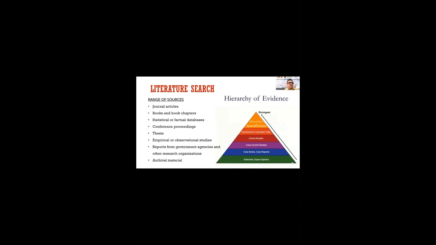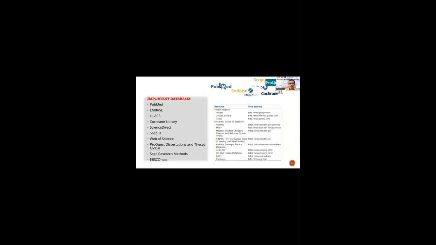So there are a range of resources. We might have journal articles, we might have books and book chapters, statistical or factual databases, conference proceedings, theses done earlier, empirical or observational studies, and reports from government agencies and other agencies, and archival material which one would like to search before thinking about the research topic.